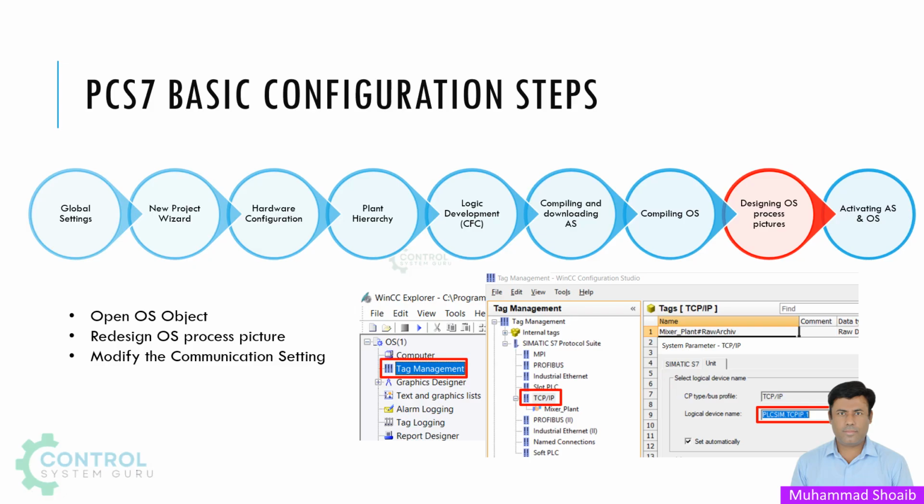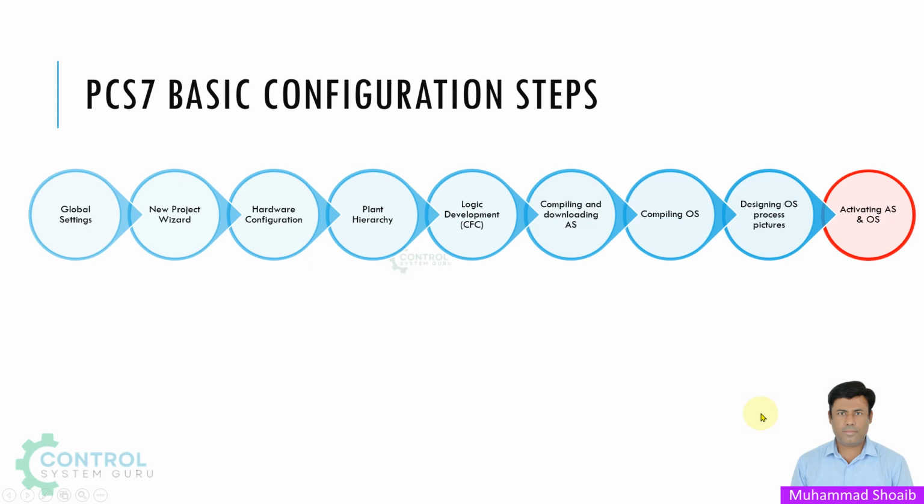After that we'll modify the communication setting. You have to open the tag management, then select TCP/IP, and after that select the logical device name. If you have a CP card, you have to select it here, but in my case I'm using PLC sim, so I will select PLC sim. And finally we will run or activate our project, and we will see the runtime, whatever our configuration is, we can see it all in runtime.